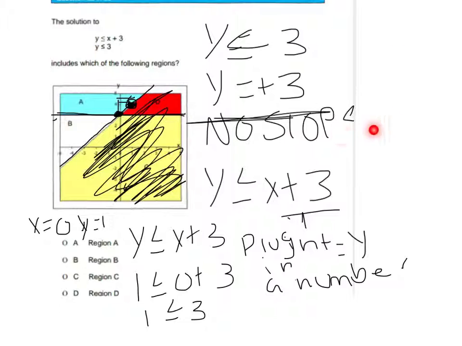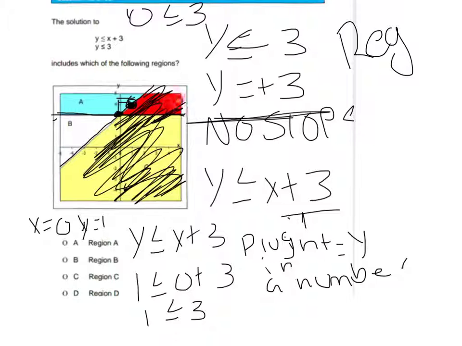Then we also have to do this for this equation right here. So we're going to do it up here. I plugged in 0 for the y, and that gives me the answer that's going to be in the bottom, because it is less than 3. So where it shades in from both sides is going to be right here.